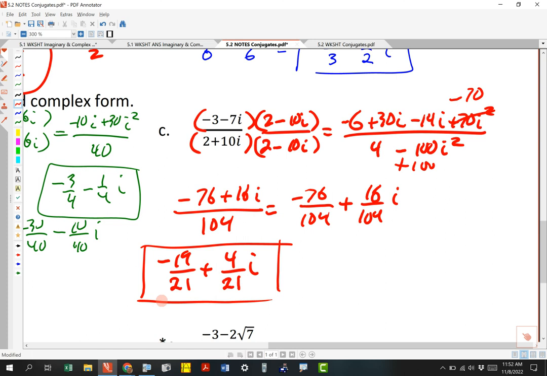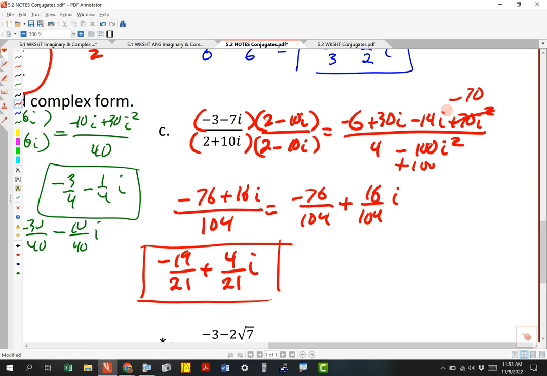You got that wrong. Okay, if I multiply these together, this is going to be a difference of squares, right? So it's going to be a 4 minus 100i squared. That's going to count as a plus 100. Is everybody okay with that? So 104 on the bottom. When I multiply the top together, I get a negative 6. When I multiply there, I get a plus 30i. Multiply the 7, so that's going to be a negative 14i, and then multiply here, that's going to be a plus 70i squared. Did I make a mistake there? We okay there?